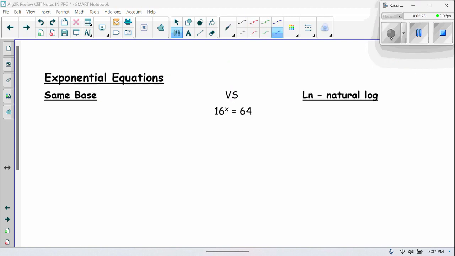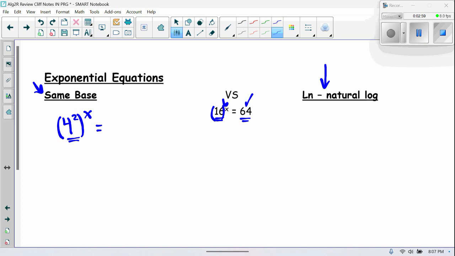All right, exponential equations. I like to use the natural log no matter what I'm doing, but let's just go over the same base. Again, I would really just use natural log. For the same base, you need to recognize that I can write 16 and 64 in the same base, meaning 16 is really 4 squared, isn't it? Well, if this 16 is raised to the power of x, this value, 4 squared, which is also 16, is also to the power of x. I can write 64 as 4 cubed, right?